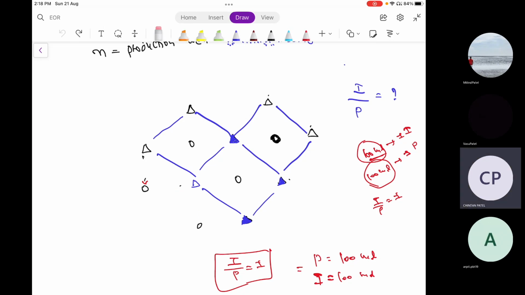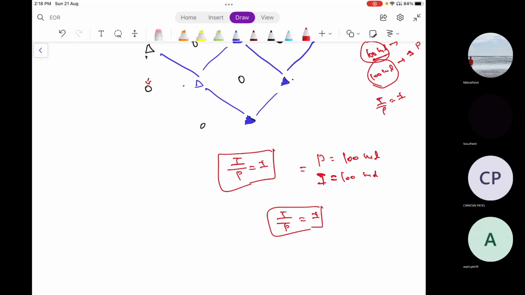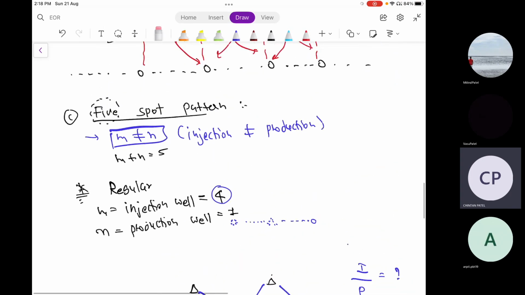Okay, are you understanding the 5 spot? Inverted is nothing, just your number of wells are going to change from production to injection. In that case, you will have an I to P ratio equal to 1 only, because the I to P ratio is not going to change, it's just an inverse of the initial case. This is the 5 spot pattern.